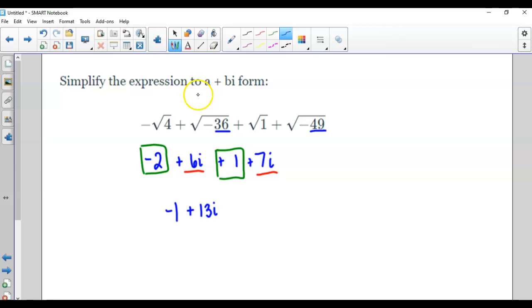You'll notice right here in the directions, it says to simplify the expression to A plus BI form. Whenever we have numbers that are given in complex numbers, complex numbers are numbers that include both rational numbers, like the negative 1 here, and imaginary numbers, like the 13I. So for a complex number, typically we write the number first, and then we put the I part second. So this is how we would type in our answer for this one.